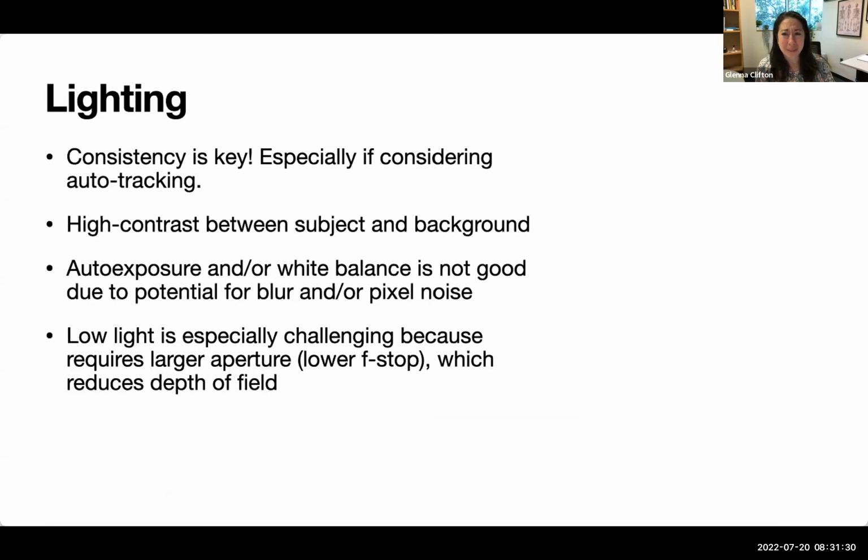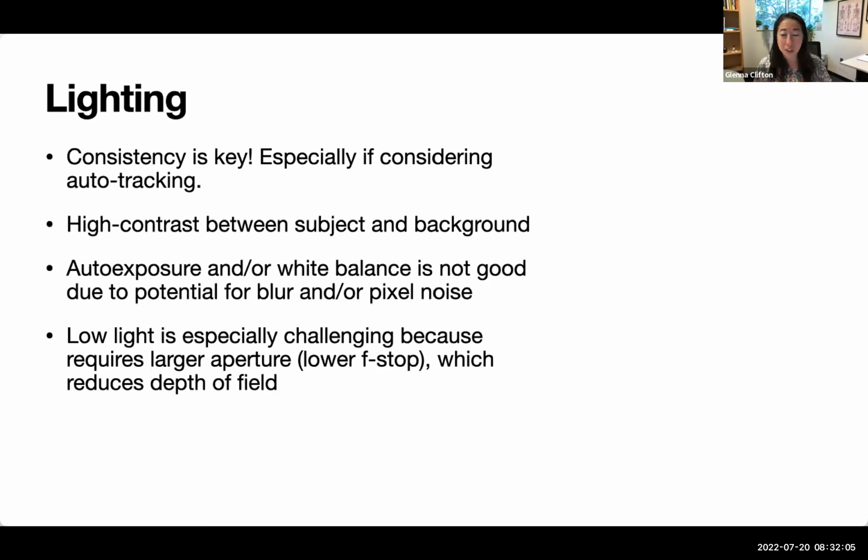Lighting, I always think, is probably the hardest part of your setup, especially if you are planning on doing automatic tracking. Consistency is going to be key. The more consistent an image that you can send into an automatic tracker, the easier job you are giving it and the better and more reliable your results will be. High contrast as much as you can between the subject and the background. That may be informing where you place your cameras. Maybe it's filming birds against the sky instead of against a rocky backdrop.